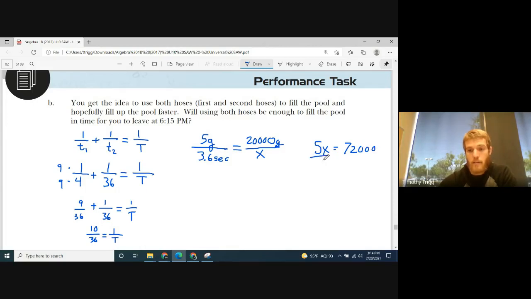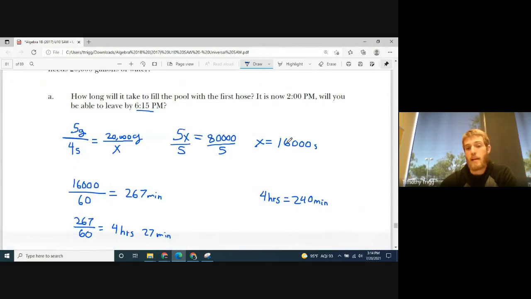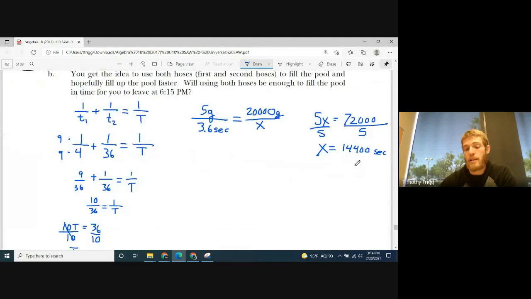Now divide by 5 on both sides. That'll give you that it'll take 14,400 seconds to fill up the pool. Notice this is faster than the one hose working by itself to fill up the pool. The one hose working by itself took 16,000 seconds, but now with the help of the other hose, it only takes 14,400 seconds, much less.